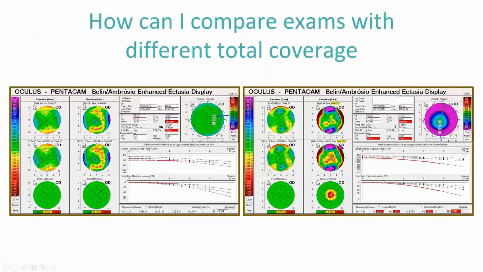Finally, how do I compare exams with different total coverage? So let's say I have these two exams. And again, yes, you can do the progression display, but here you'll notice I have full coverage at 8 millimeters. And here I have coverage that's below 8. So I'm not using a full 8 millimeters. My normal values, my elevation values will be different. How do I make a comparison?